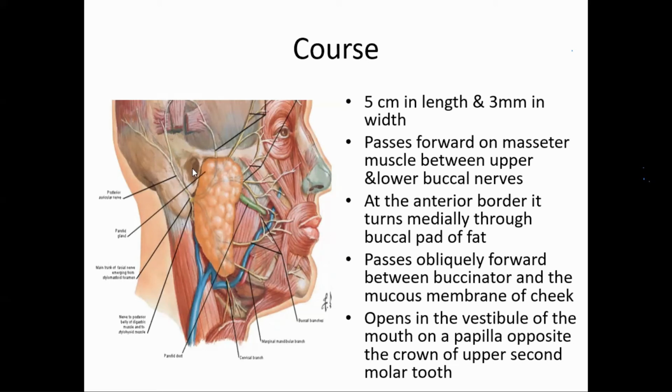So here, what is this? See, this arrow structure is the external acoustic meatus. And posteriorly, this projection is the mastoid process. And this arch is the zygomatic arch. And here it is the ramus of the mandible.